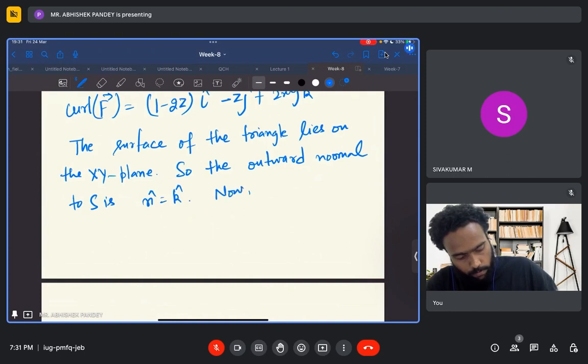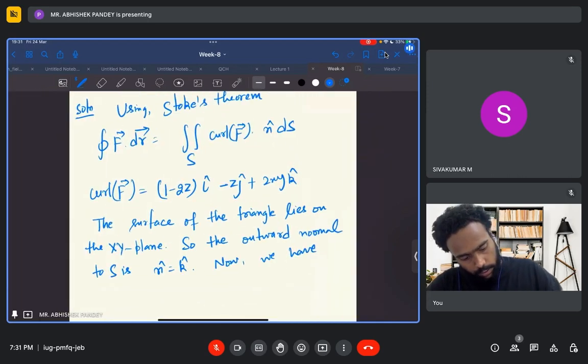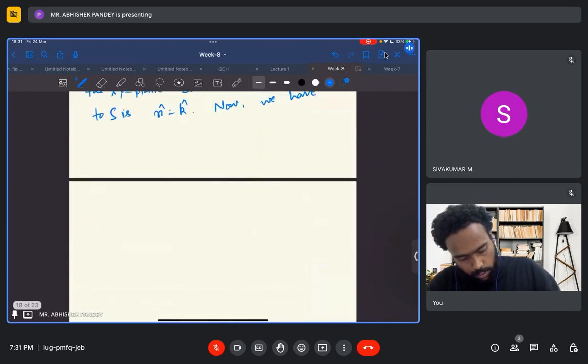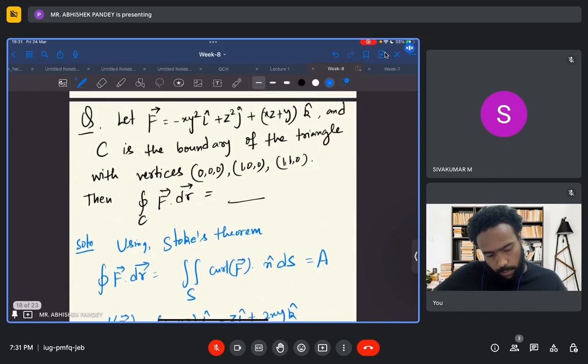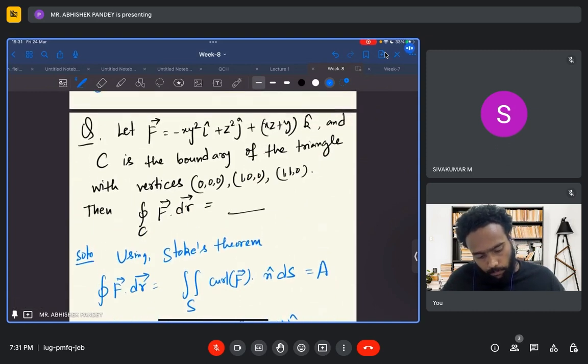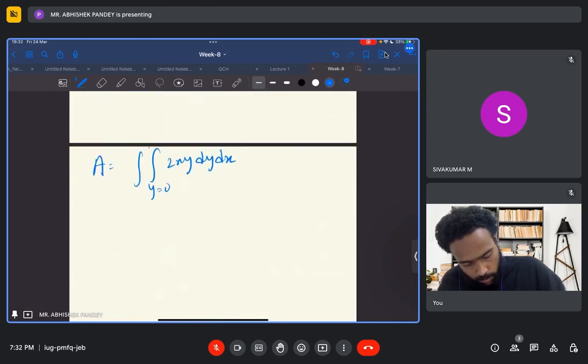Now we have, so this is only 2xy. Let us say this integral is A. So A is equal to the double integral of 2xy dy dx. Now we have to find the limits. These will come from the vertices of the triangle, so y is from 0 to x and x is from 0 to 1.